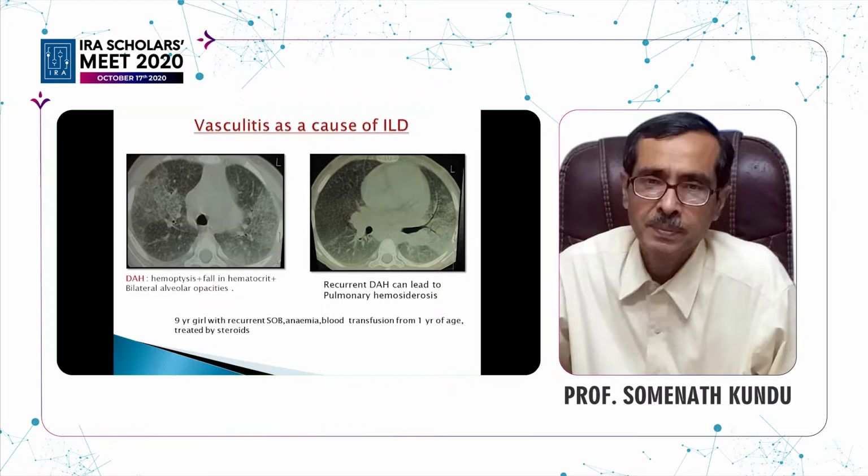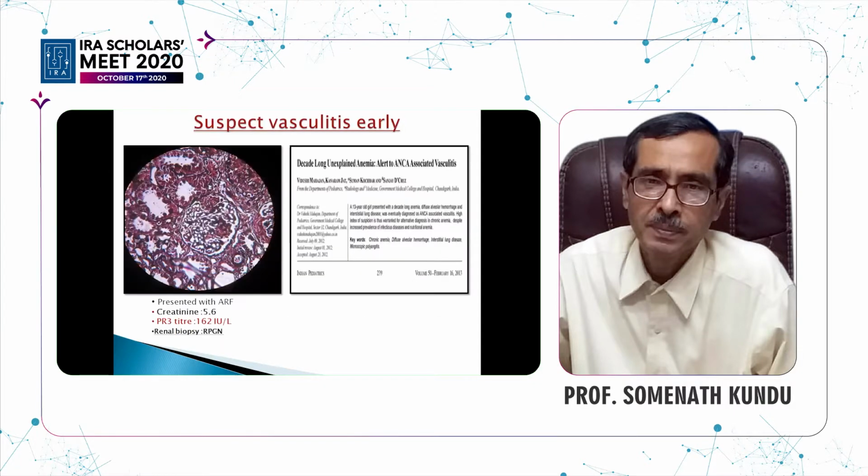Till at 9 years of age, she presented with acute renal failure, RPGN, and for the first time, unfortunately, a vasculitis marker, the PR3 titer, was positive in such a large titer. So suspect vasculitis in the context of diffuse alveolar hemorrhage.